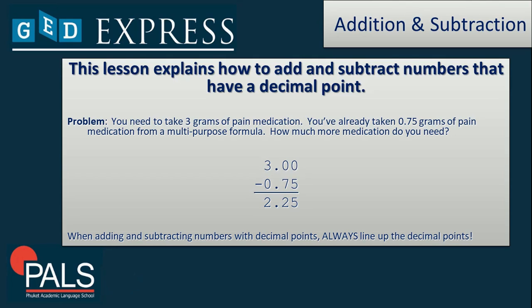So when adding and subtracting numbers with decimal points, you always line up the decimal points based on their place value. So in this case, if a medication is 3 grams, that means it's 3.00, and the one that you have taken is 0.75 grams. So 3.00 minus 0.75, that will give you 2.25.